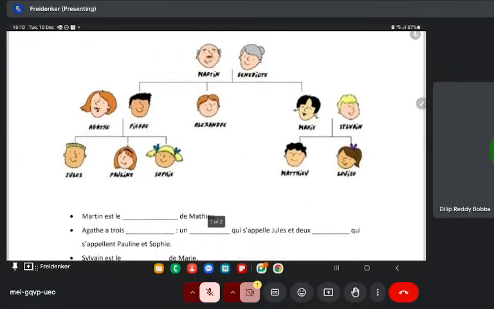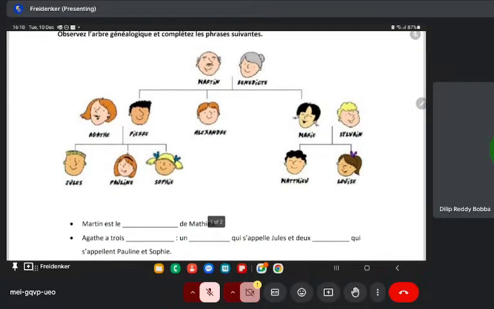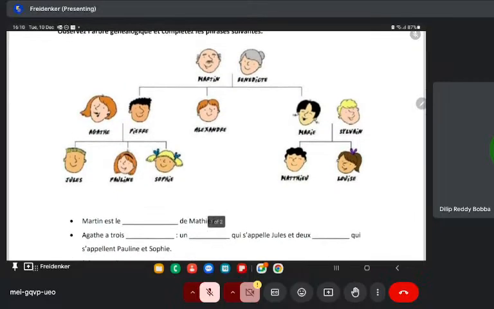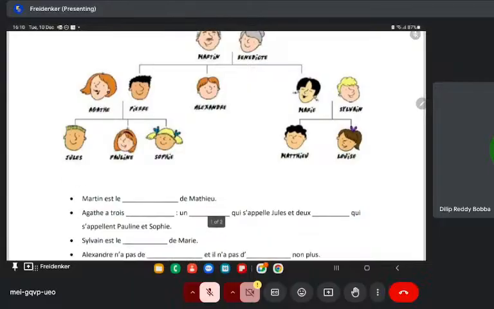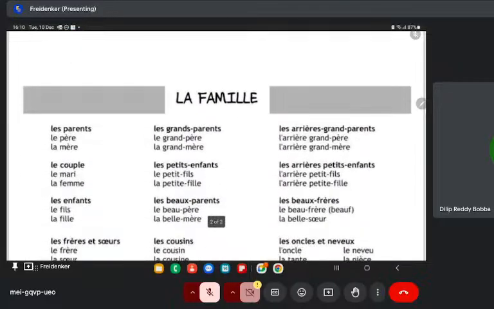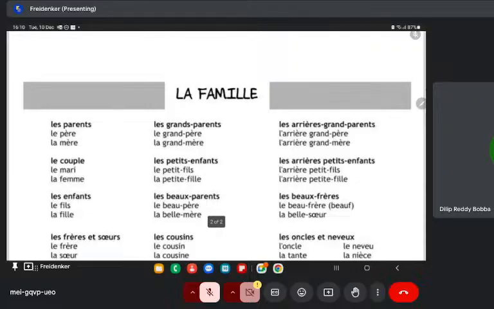Martin est le dash de Matthew. Martin is the dash of Matthew. Where is Martin? Martin is up here. Where is Matthew? Matthew is somewhere here. So we know that Matthew is the grandson of Martin, right? So you're supposed to write grandson in this blank. What is grandson? Grandson is here. Le petit-fils, so grandson. So Martin est le.